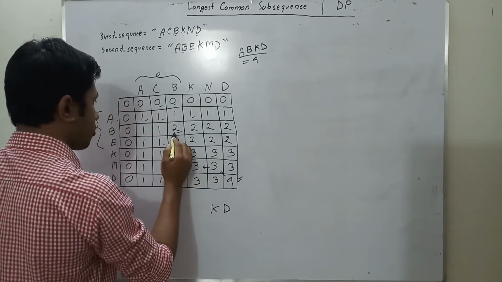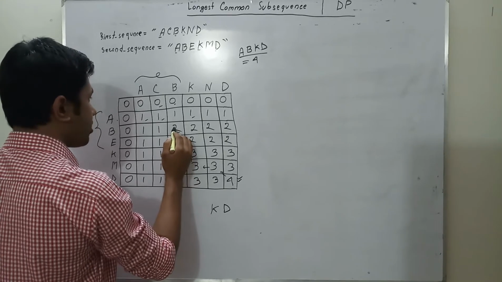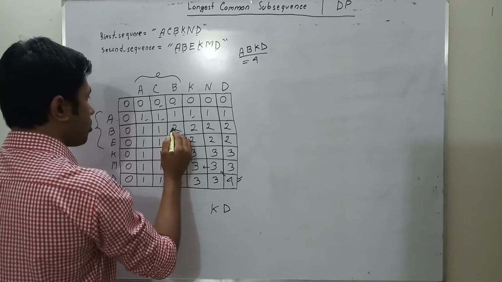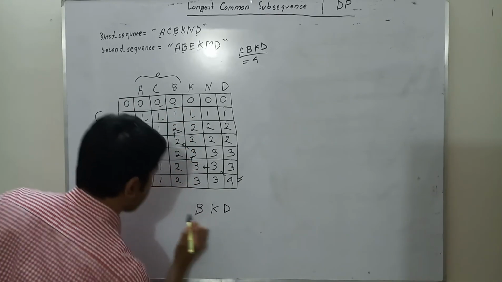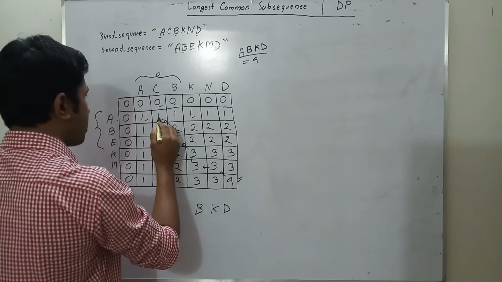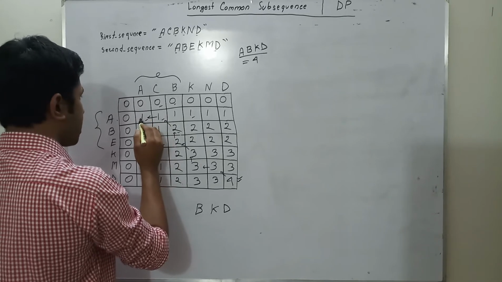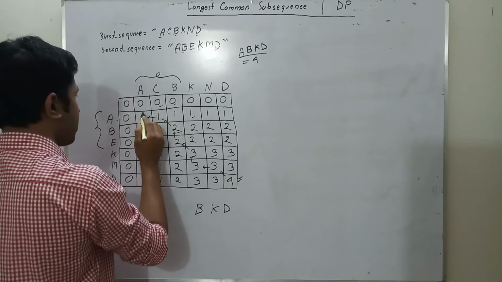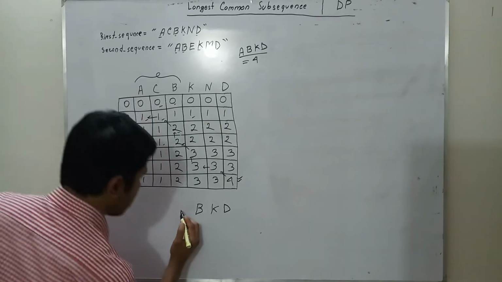This 2 has come from here. And so there is no common character. This 2 didn't come from here or here. So there is a common character. The common character is B. The 1 didn't come from here. The 1 has come from here. The 1 didn't come from here or here. So there is a common character. The common character is A.